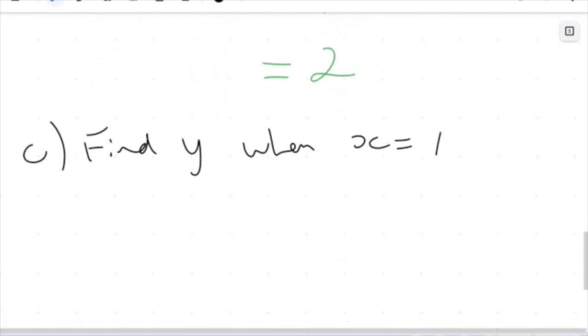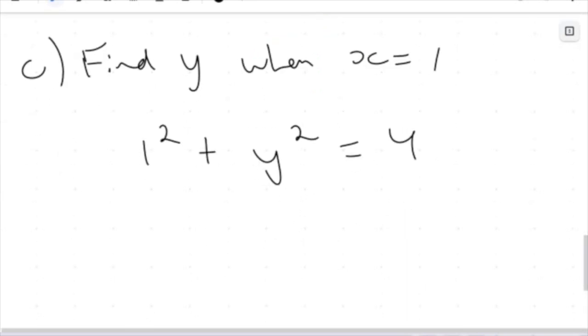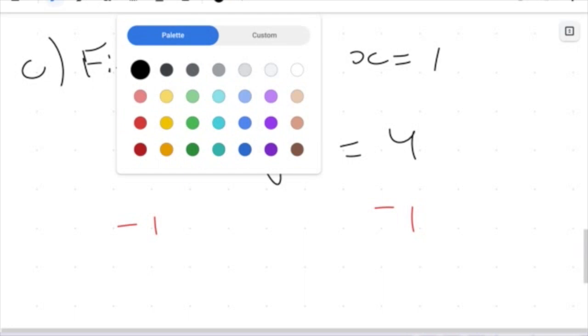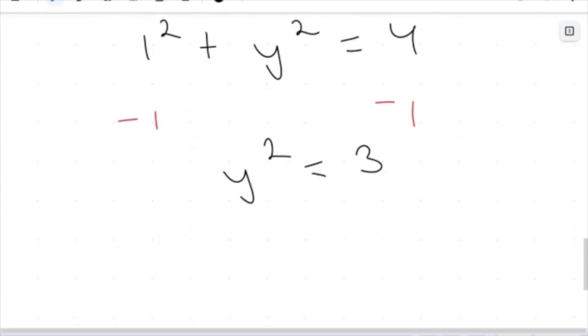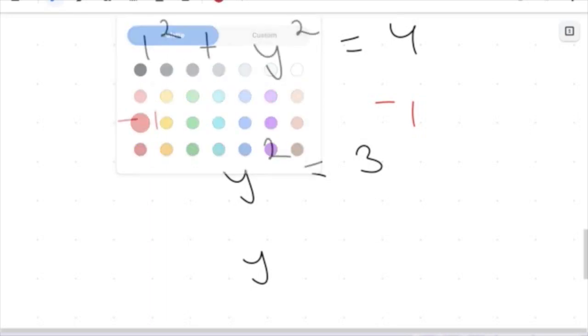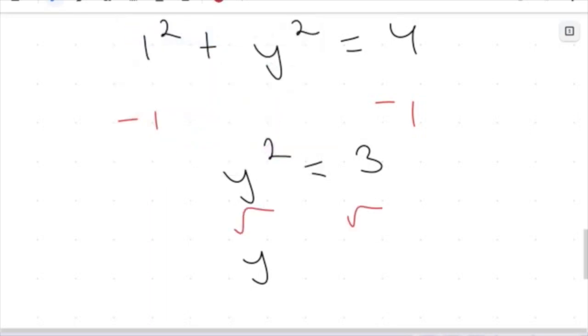So we want to substitute 1 into my formula. So I have 1 squared plus y squared equals 4. 1 squared is just going to be 1, and we can subtract it from both sides to get y squared. y squared equals 3. And then my y, taking the square root of both sides here, is going to equal plus or minus the square root of 3.